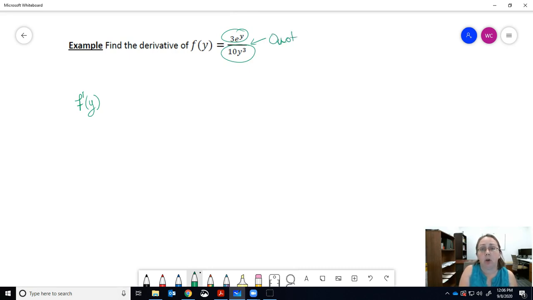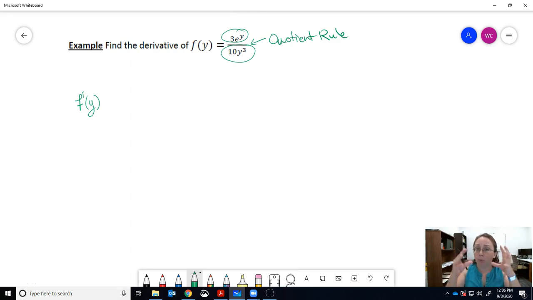That is the quotient rule pulling everything together. Inside the quotient rule, on top and bottom, we have rules that we know. We know how to do constant multiple. We know how to do the derivative of e to the x, in this case e to the y. We have a power of y in the bottom. All those are things we can deal with.